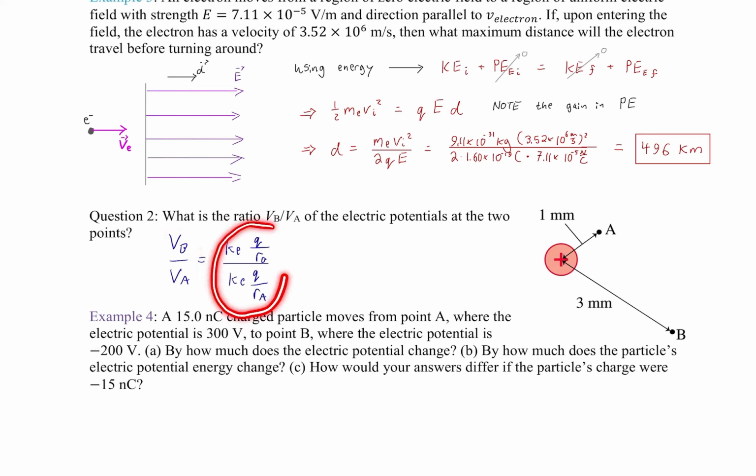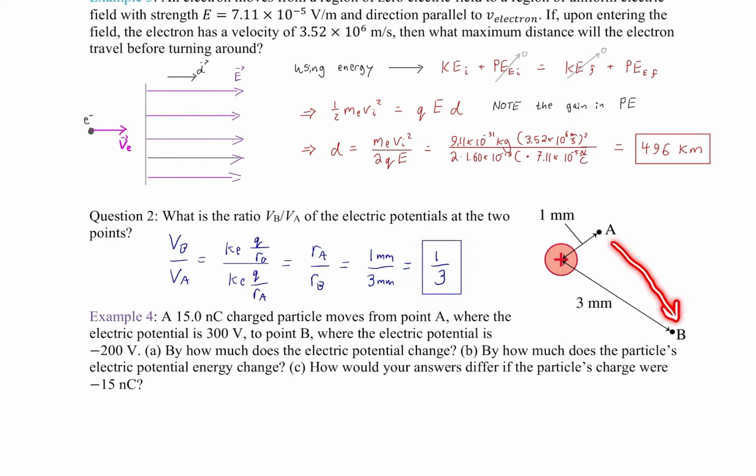We use the formula for the voltage of a point charge, taking a ratio of the two different distances, R_B and R_A. Notice everything is like terms and cancels except for the distances. So then our ratio of the voltage at B over the voltage at A ends up being the same as the ratio of R_A over R_B. Notice that they flipped, okay? And that's then saying 1 millimeter over 3 millimeters, which is 1/3. All right. So going from A to B, we have a 1/3 voltage. Okay. It's decreased by a factor of 3.